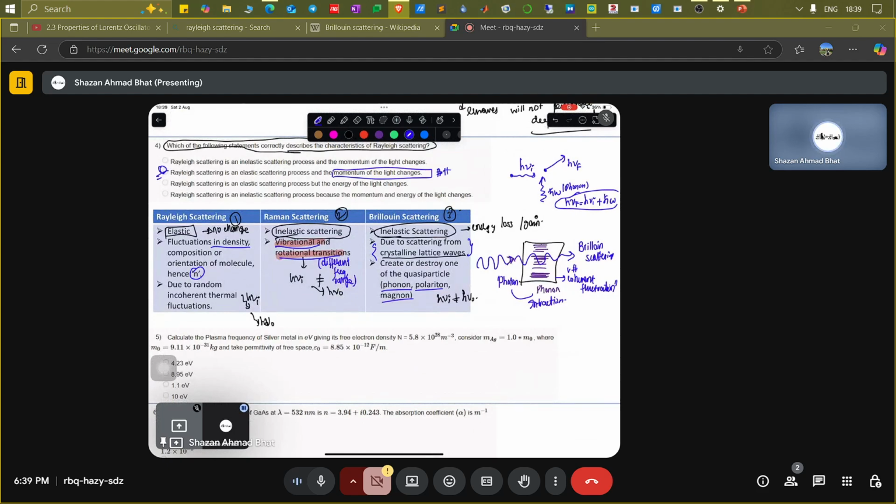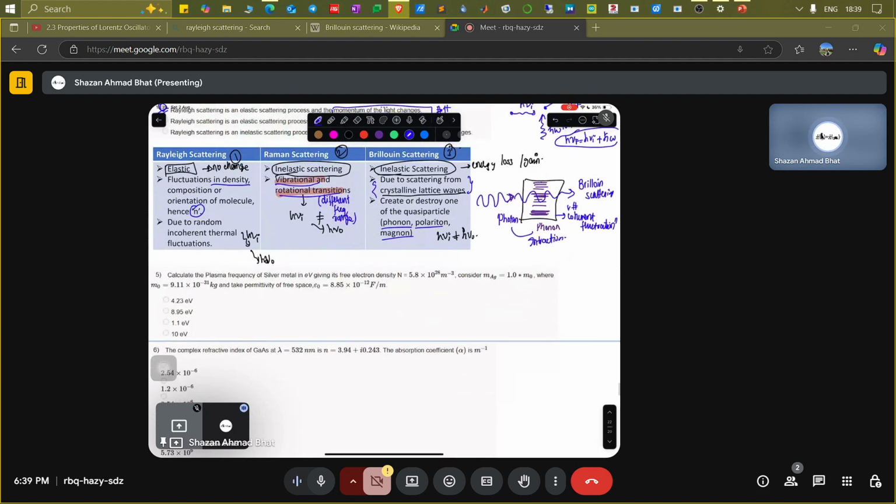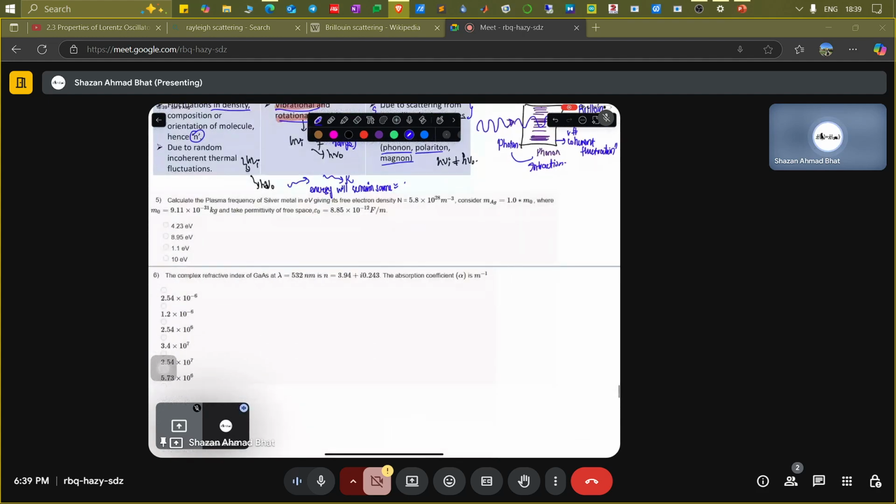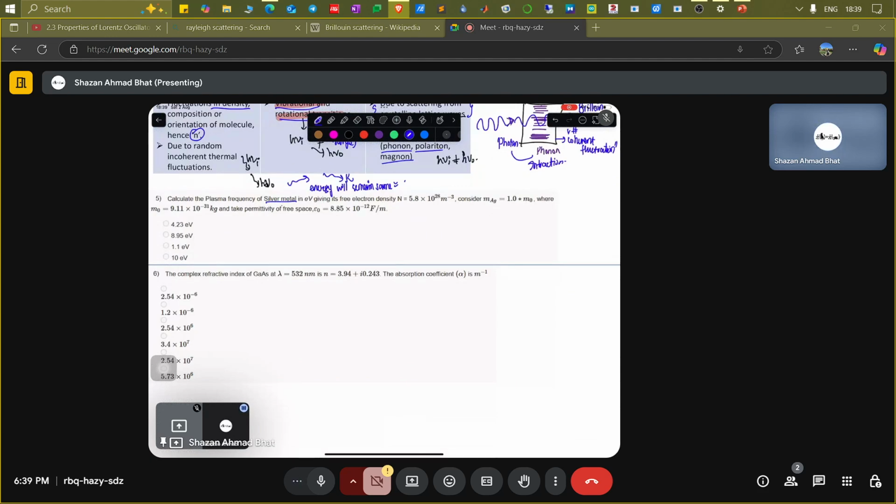So that is the fundamental option. That's the answer of this question. So Rayleigh scattering is elastic, and the momentum of the light changes. That means if the light was going in this direction, there may be a change in the momentum of the light in a different direction. That means the k will change, but the energy is going to remain the same.